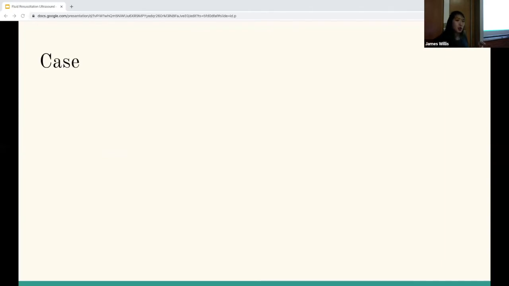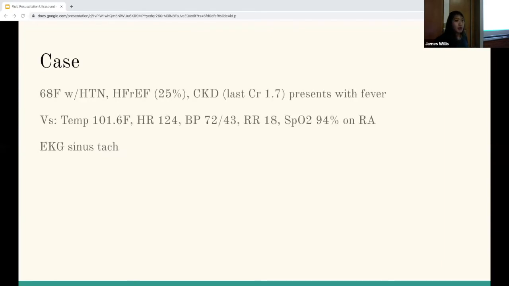All right, so now that we've gone over all of that, we're going to go over a case so we can walk through how to use this. This case is a 60-year-old female, hypertension, heart failure, EF of 25%, CKD, coming in with fever. The vitals don't look great. She's febrile, she's tachycardic, she's hypertensive. She's satting okay on her mirror, and her EKG shows sinus tach.